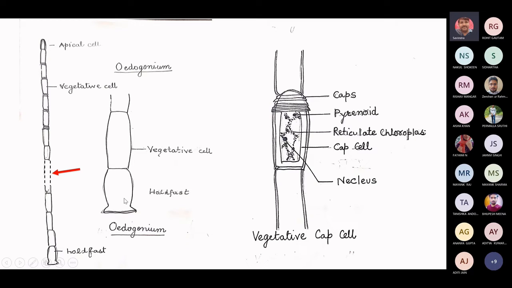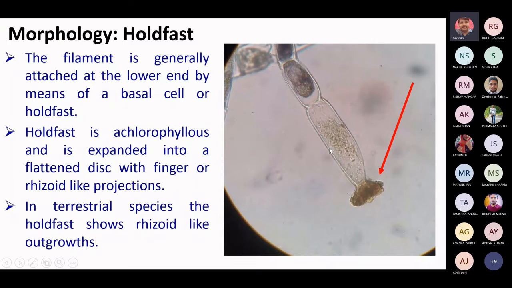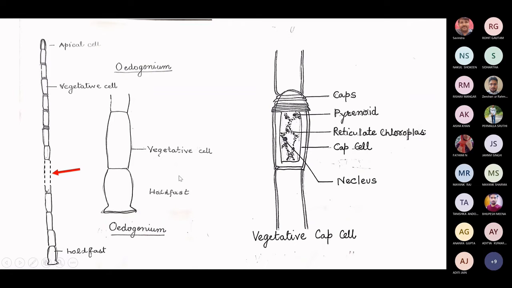So what you have to do here is take a screenshot. I will share this entire video with you all. Take a printout of the holdfast and draw the same holdfast as you see it. If you are taking the printout, paste it and draw it as it is. These structures are only for your help, to show how simply you can make it. Is it clear?